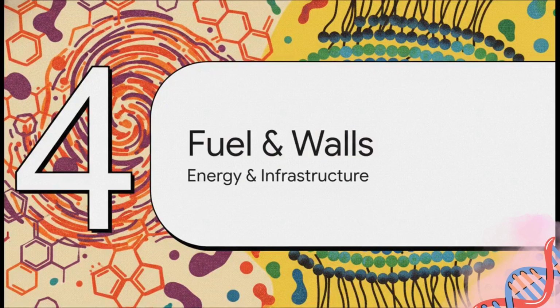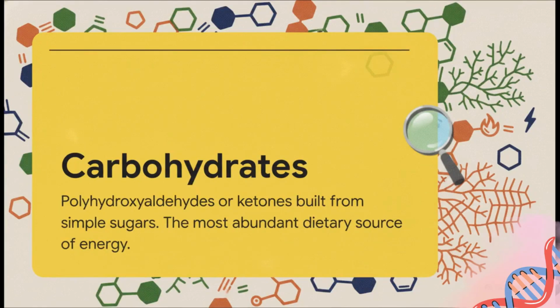Okay, so we've got this amazing workforce of proteins building and running the show. But any workforce needs two things: fuel to keep going and a factory to work in. And that's where our last two big players come in: carbohydrates and lipids. So carbohydrates, or carbs, as we all know them, are basically your sugars and starches. And while their chemical names might look a little intimidating, their primary job is pretty simple: to be the cell's main source of quick-access fuel.